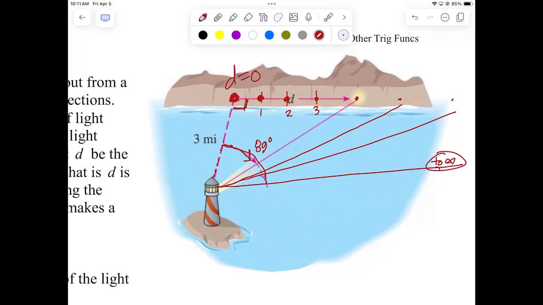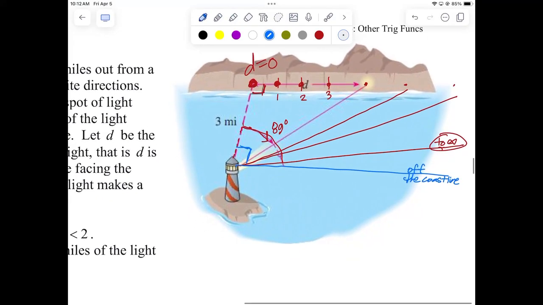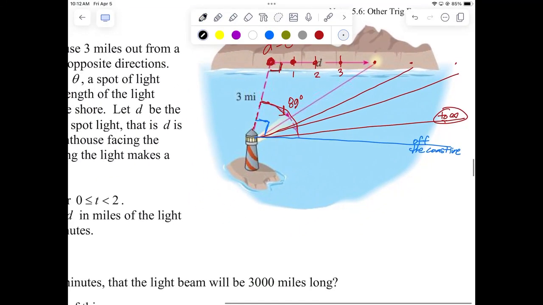Okay, but here's the kicker. As soon as it hits 90 degrees, now it's off the coastline, isn't it? Now it's just shining parallel to the coast. So that's kind of what tangent does. If you think about tangent, let's sketch tangent right here in this little space.